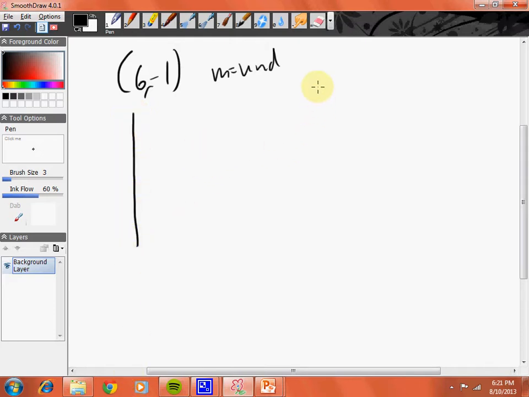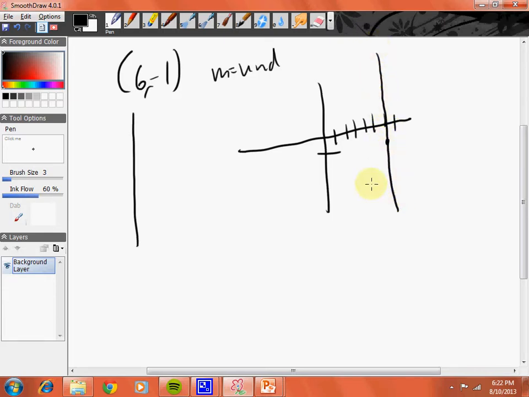So since this is a vertical line, let's say this is the x and y axis, and we know that 6, -1 was a point right here, and we have a vertical line, that means that this is what the graph is going to look like. And what do we call this graph? We call it x equals 6. And the reason why we call it x equals 6 is because at any given point on this line, x does equal 6.